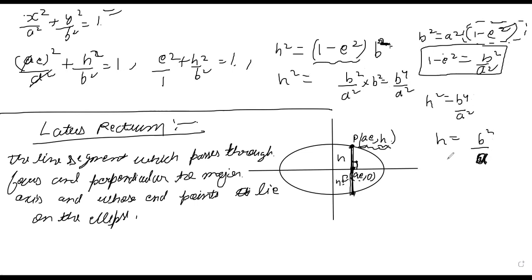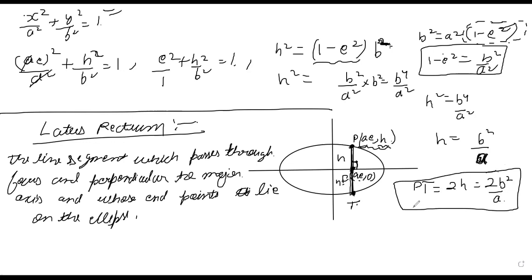So now we got this distance from P to F. Now to find the whole latus rectum, let's say this point is T. So this PT, the length of latus rectum, will be 2h. So 2h will be what? 2b square upon a. So this is the length of latus rectum. Remember that, length of latus rectum.